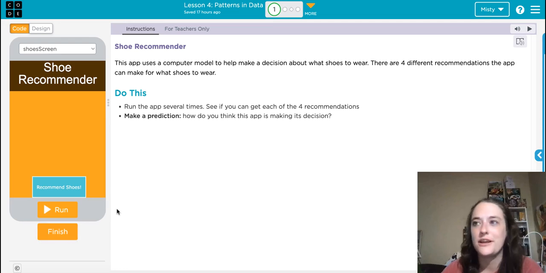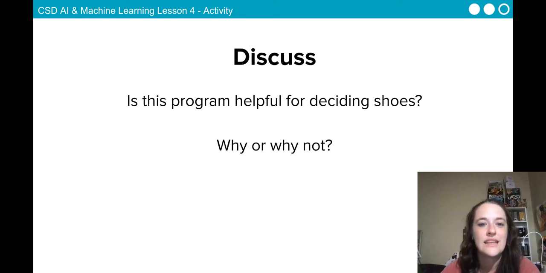So, is this program helpful for deciding shoes? I'm going to go with a no, because it doesn't take into consideration anything. All you're doing is clicking a button. So it's a no for me. And if anybody has anything different, like if you do think it's helpful, then feel free to add that on the discussion board.